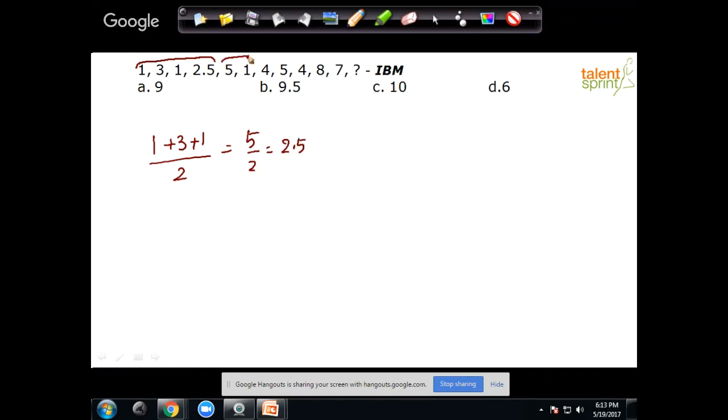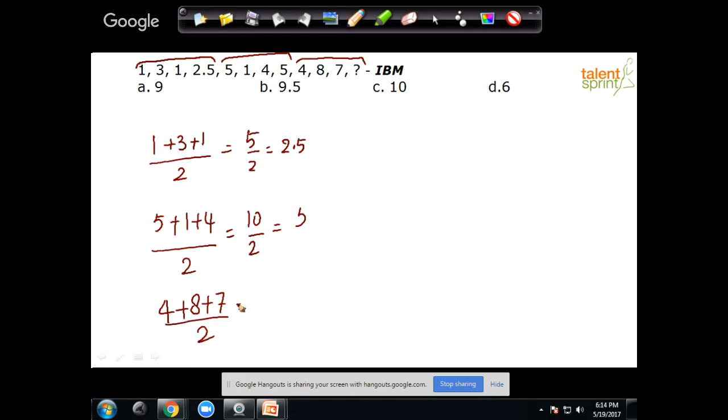Similarly, the next four numbers form a pattern. 5 plus 1 plus 4 divided by 2, that gives you 10 divided by 2, that is equal to 5. So the next four numbers should follow the same pattern. So what will it be? 4 plus 8 plus 7 by 2, that is equal to 19 by 2, that is equal to 9.5. So the answer for this question is option B.